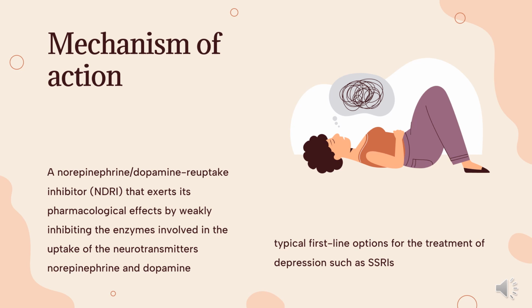Bupropion was originally classified as an atypical antidepressant because it does not exert the same effects as the classical antidepressants such as monoamine oxidase inhibitors, MAOIs, tricyclic antidepressants, TCAs, or selective serotonin reuptake inhibitors, SSRIs.